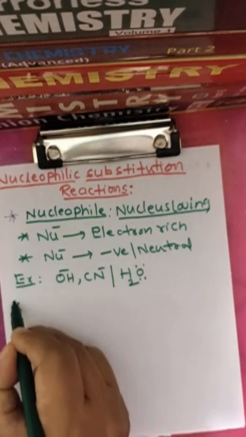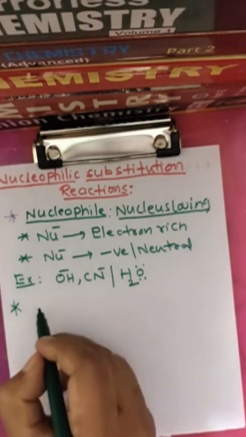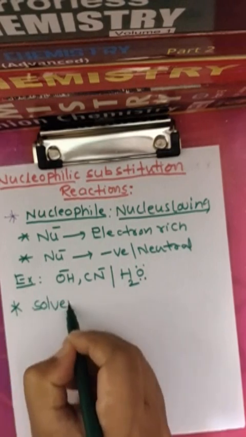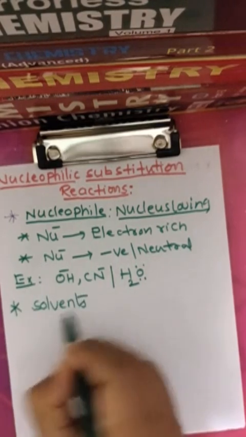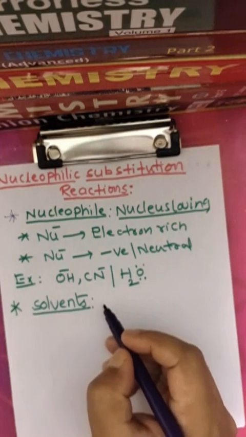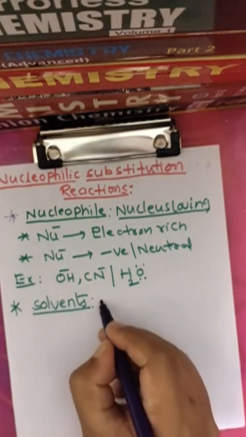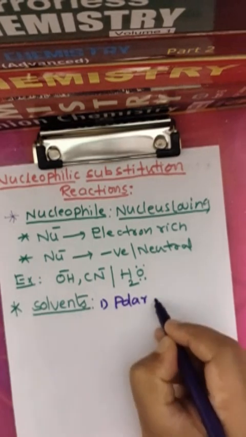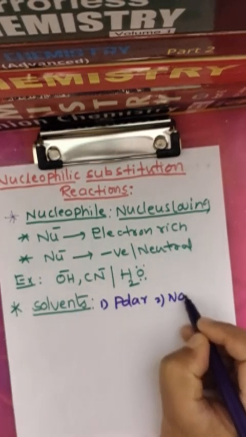Another important thing we have to remember for these reactions is solvents. Solvents play a key role in nucleophilic substitution reactions. Solvent helps a reaction in breaking the bond. Generally we have two types of solvents. One is polar solvent. The next one is non-polar solvent.